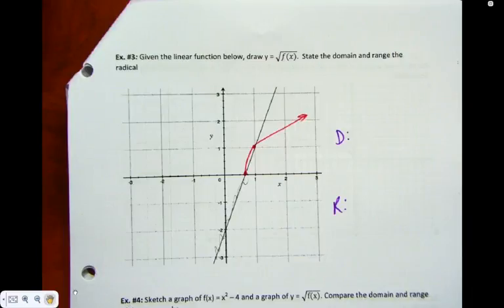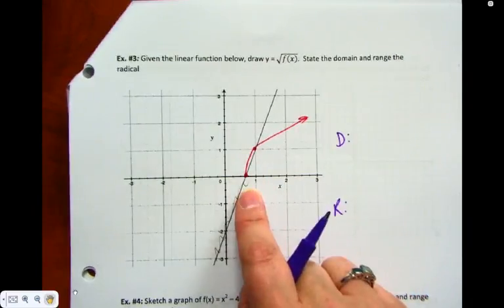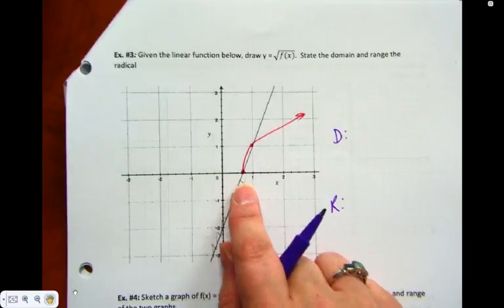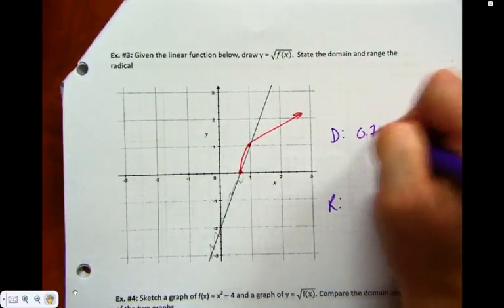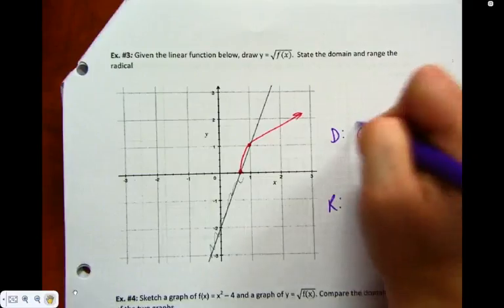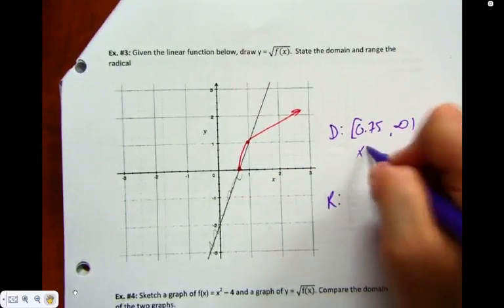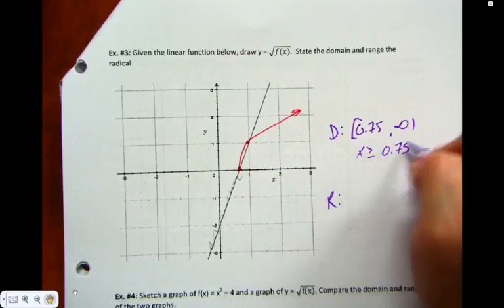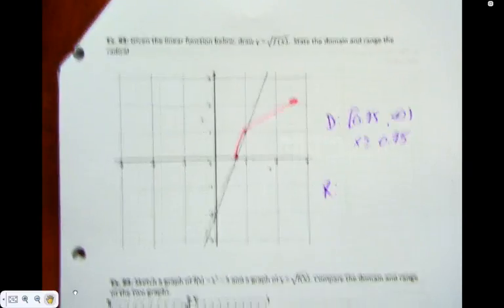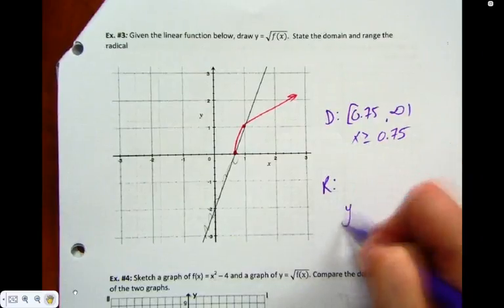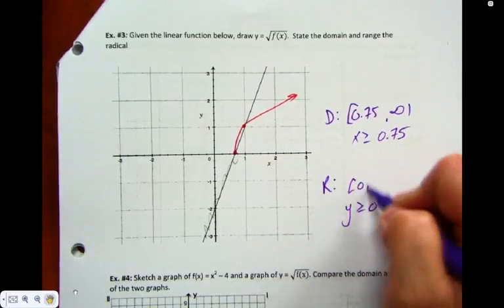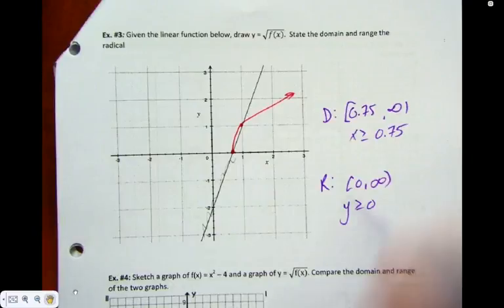An estimate for this value here? 0.75, yeah, 0.6. As long as it's bigger than 0.5, I'm okay with that. So I'll say 0.75 to infinity. If you like the other notation, x is greater than or equal to 0.5. The range, or 0 to infinity. That was pretty sloppy.